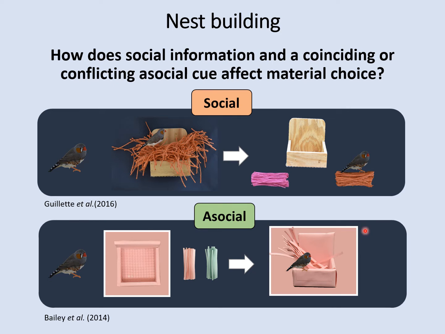Here we were interested in understanding how birds make decisions about nesting material when social information and asocial cue coincided, that is, agreed with each other, and when social information and asocial cue were in conflict with each other, that is, they were different. To answer the question of how birds prioritize using social information or asocial cues while choosing nesting material, we carried out an experiment in three phases.